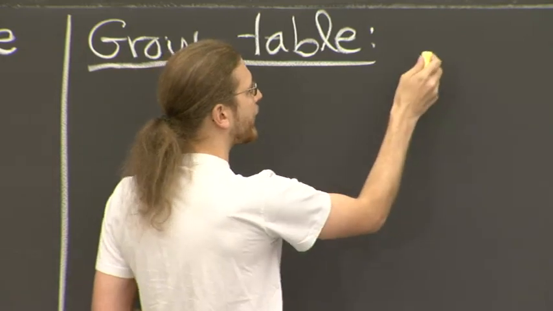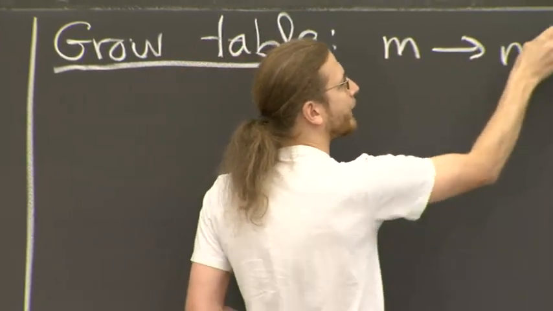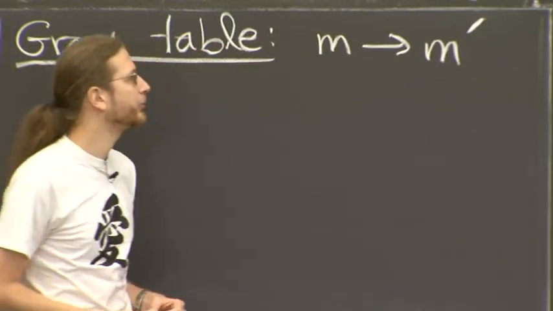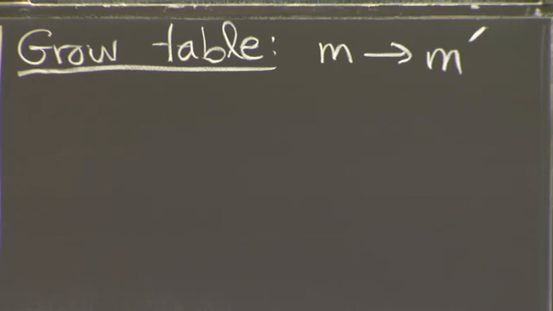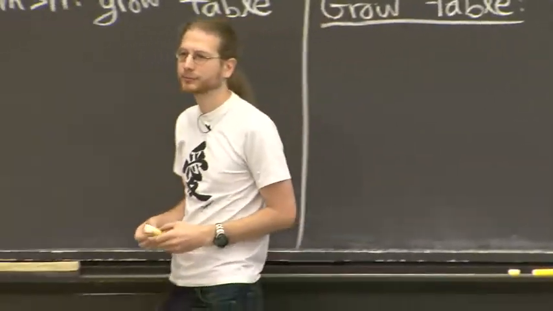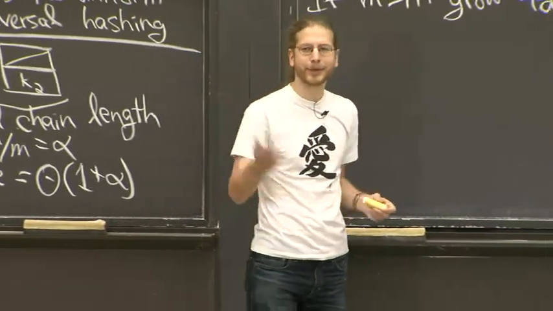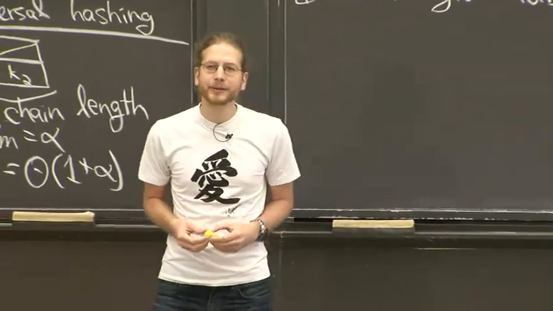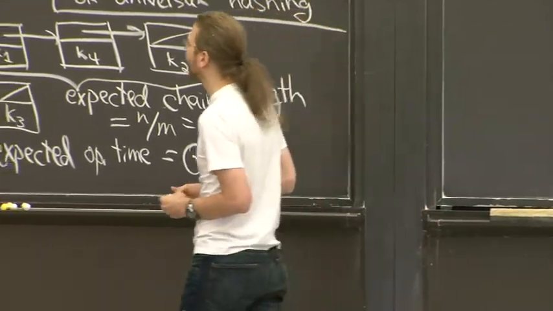So maybe I have current size m, and I'd like to go to a new size m prime. This would actually work if you're growing or shrinking, but m could be bigger or smaller than m prime. What should I do? What do I need to do in order to build a new table of this size? Easy warm-up. Yeah? Allocate the memory and then rehash. Yeah, allocate the memory and rehash.